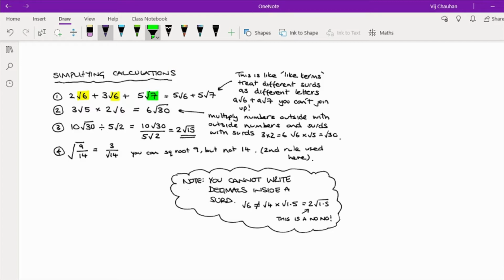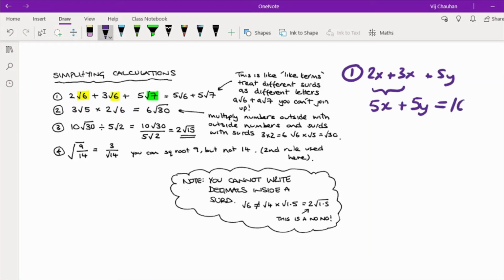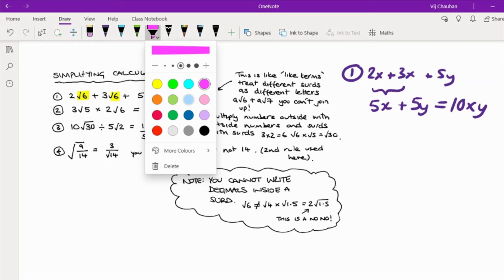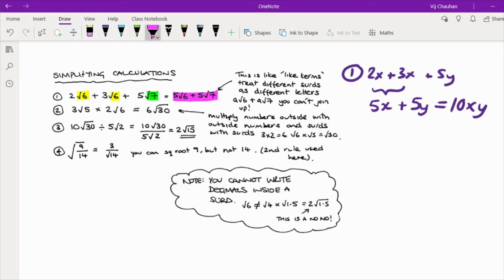So how we approach this question is if we had 2x plus 3x plus 5y. Now here all I've done is I've replaced root 6 with x and root 7 with y, and collecting like terms here, if we join these two, we end up with 5x plus 5y. And obviously then replacing the x and the y with root 6 and root 7 respectively, we get the same answer. Now from this you would never then go on to combine the two to make 10xy, and the same thing applies with surds. So this here would be your final answer and nothing else, and that's where it'd be left.